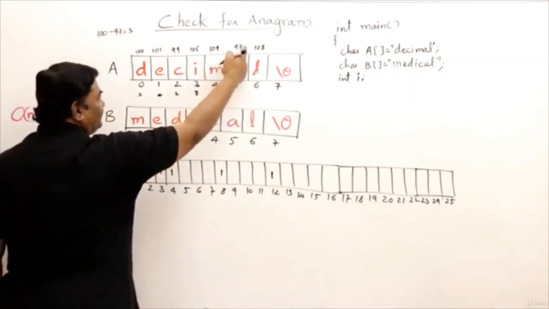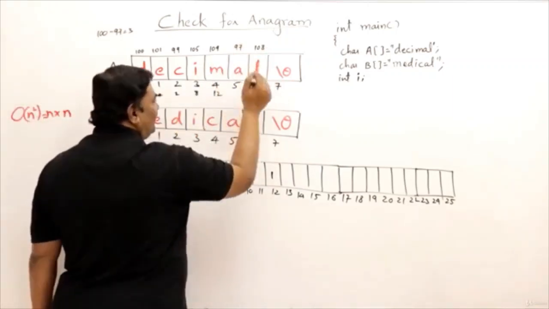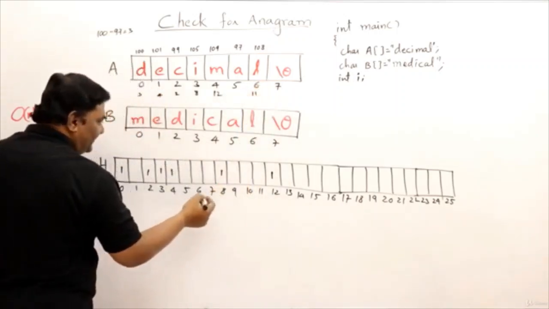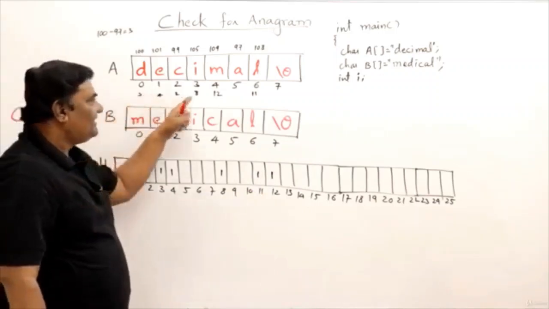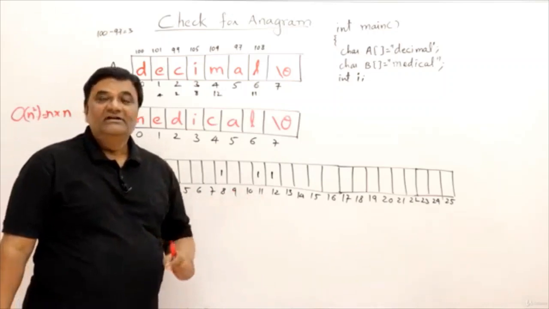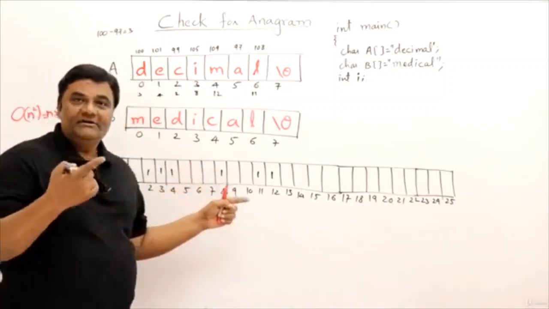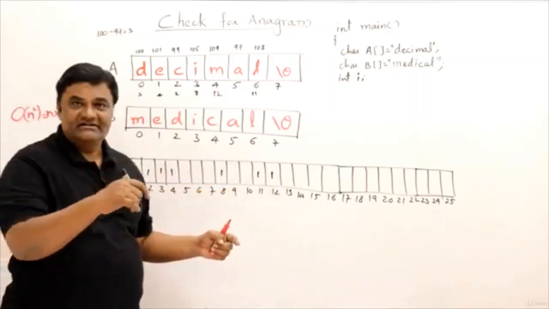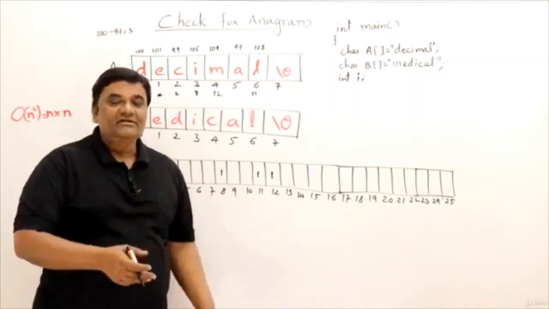Then this 108. 108 minus 97 is 11. Go to index 11 and increment it. So see, all these alphabets are unique. There are no duplicates, so we got just 1s. Suppose if any character is repeating, then it will increment and it will become 2. This procedure we have already seen earlier for finding duplicates from a string. So this is the same thing.